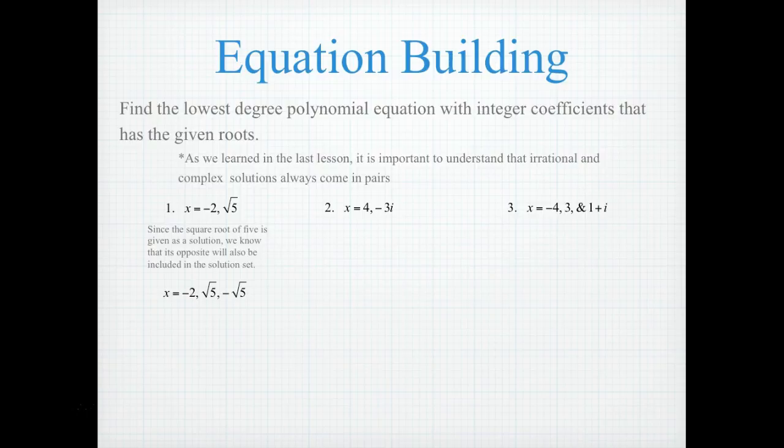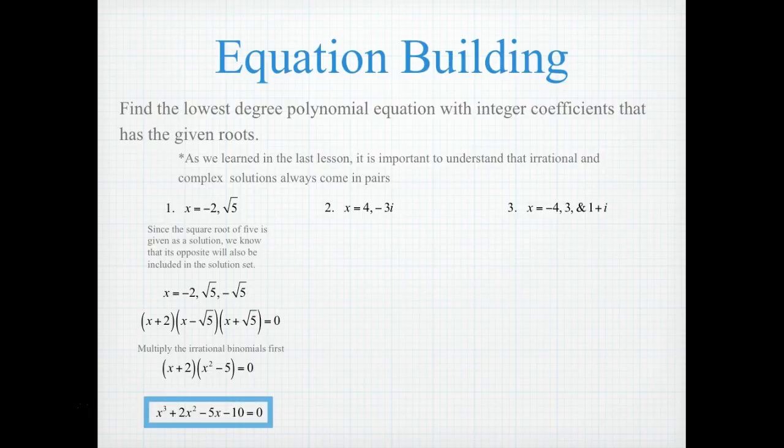So now we build binomials with these solutions: x plus 2, x minus root 5, and x plus root 5. Now when I multiply, I'm going to multiply the irrational binomials first, giving me x squared minus 5. Now when I multiply the x squared minus 5 times x plus 2, I get x to the third plus 2x to the second minus 5x minus 10. So that's the equation. It's the least degree polynomial equation with integer coefficients that has the given roots. We follow the same process for the next equation.